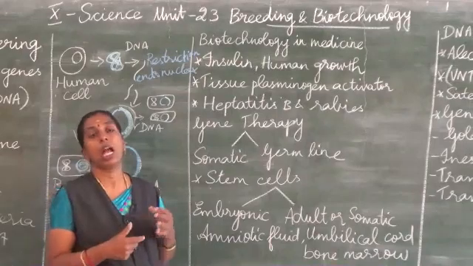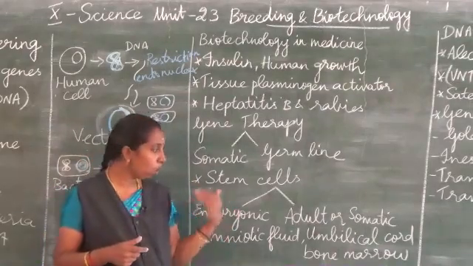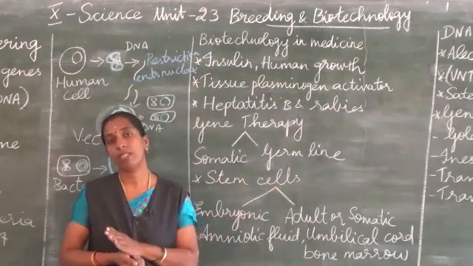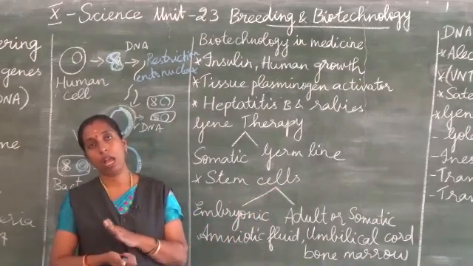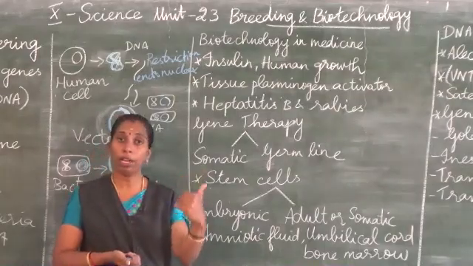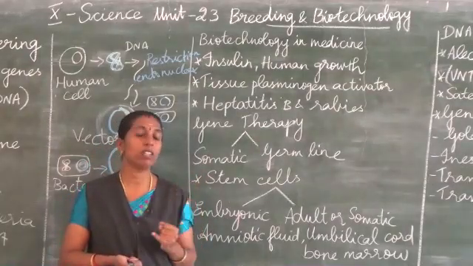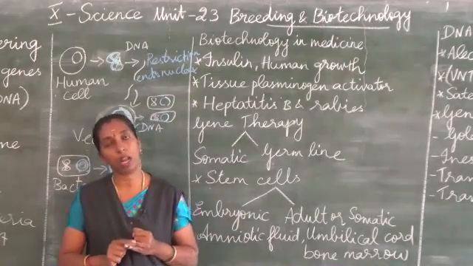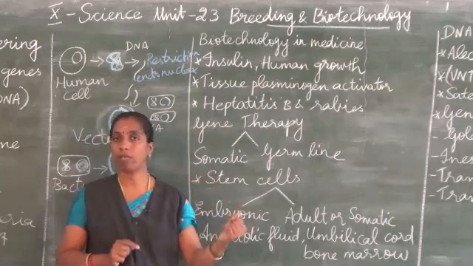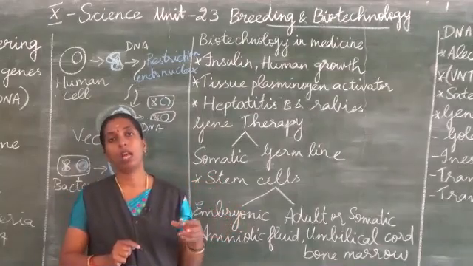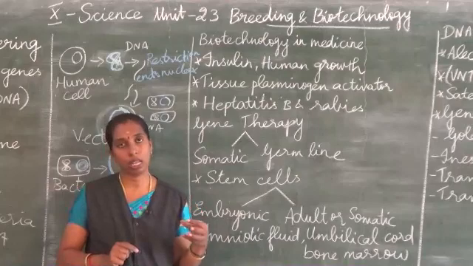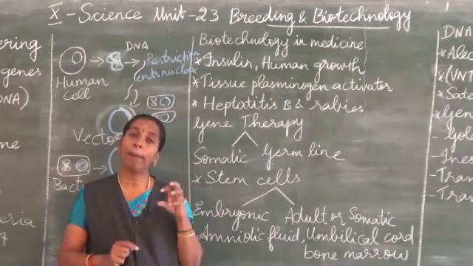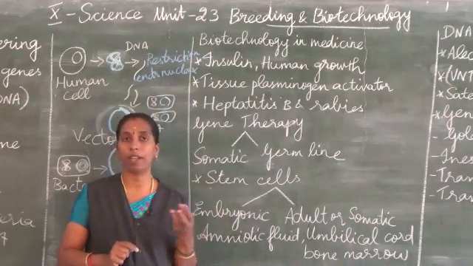So stem cells are used to cure certain diseases, that is called stem cell therapy. I told you stem cells have the ability to multiply, that is the first characteristic feature of stem cells. And the second characteristic feature is that they can produce specialized types of cells like nerve cells, heart muscles, liver cells, pancreatic cells. They have a special ability to produce cells with a specific function.